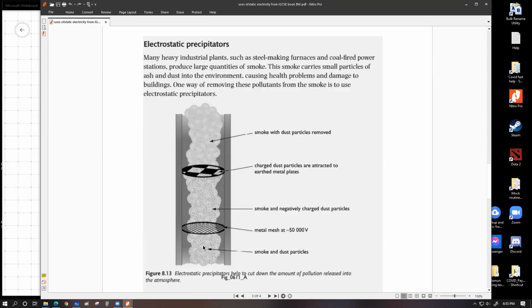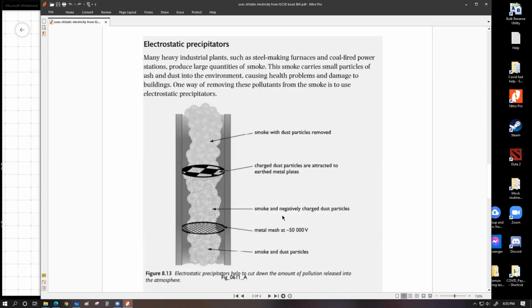Whenever an industrial chimney or industrial burner burns, it can burn a lot of stuff. We do not want those solid particles to get into the atmosphere, and we only want the actual gas particles to go out. So what we do, as the gas comes out, is initially put a metal mesh that is kept at a very high negative voltage, let's say minus 50,000 volts. And as the smoke and dust particles pass through here, all of them become negatively charged.